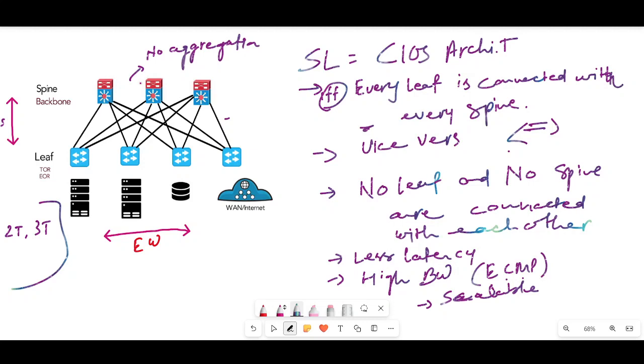So why do we use spine leaf architecture? We use spine leaf architecture to overcome the limitations of the 3-tier network architecture. Now, it is a cloud-based and centralized system.